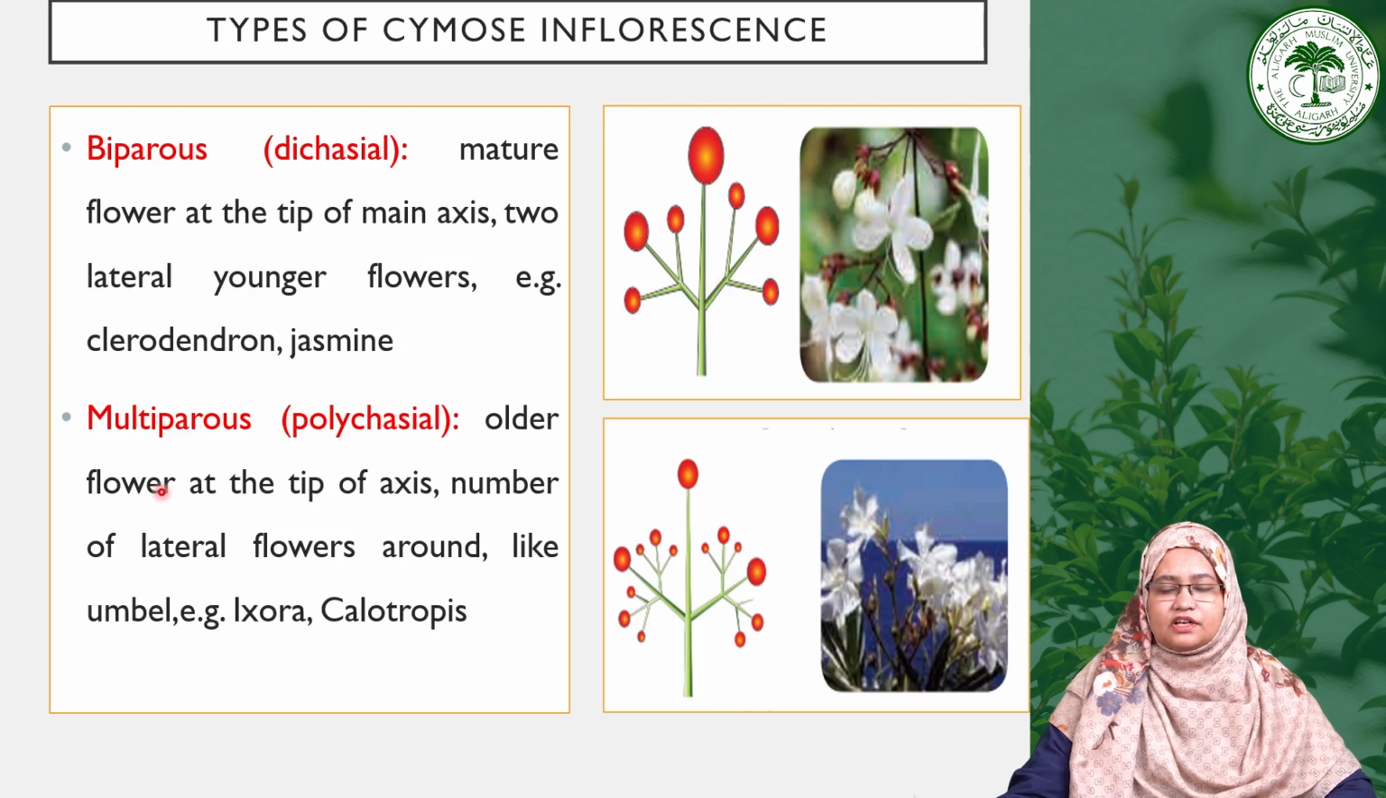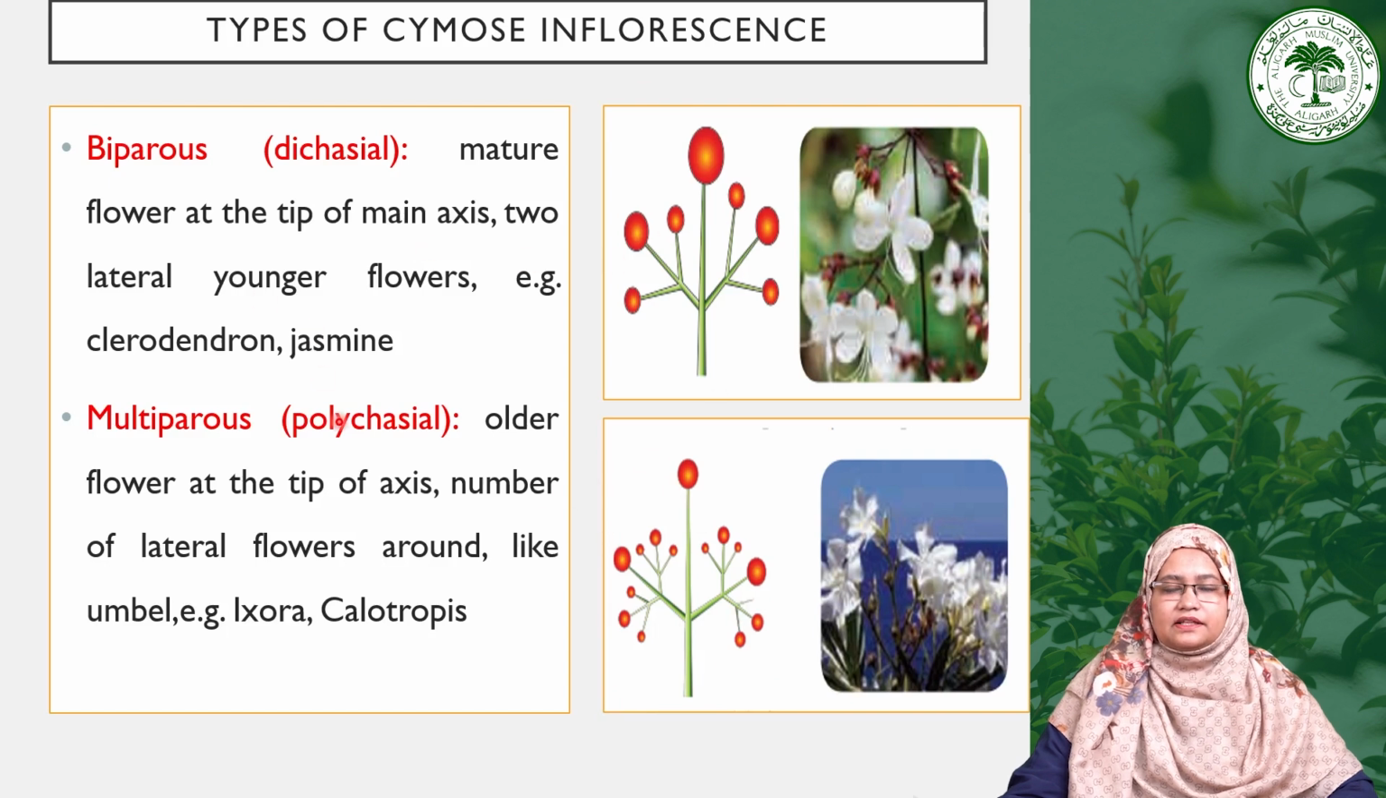Then the third one is the multiparous or polychasial. As you can see here, there is an older flower at the tip of the axis and a number of later flower buds around it in an umbel, like in the case of Ixora or Calotropis.